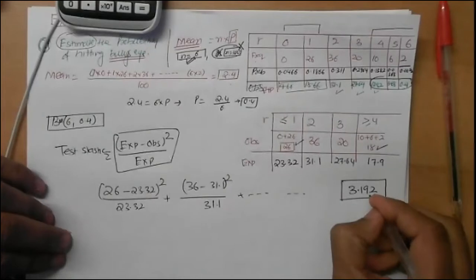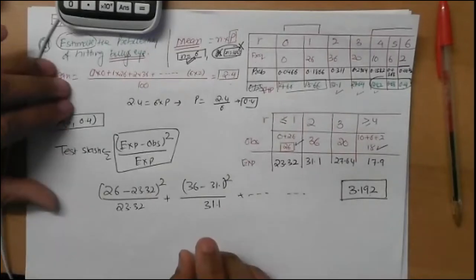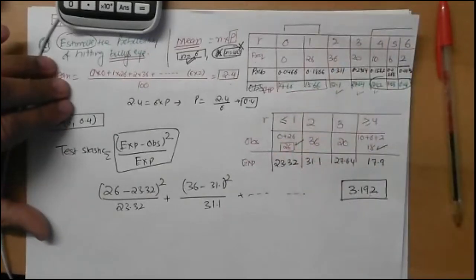I've got that as 3.192. You can check whether your answer matches mine or not. This is where mistakes of calculation happen.